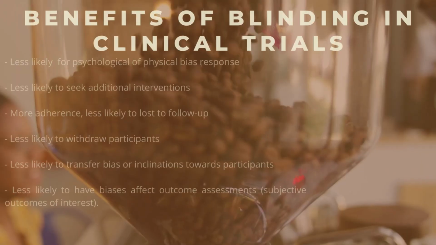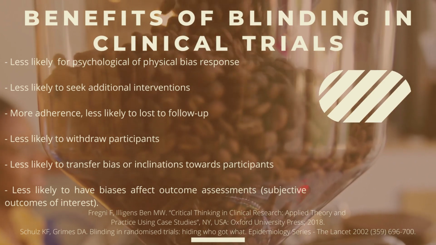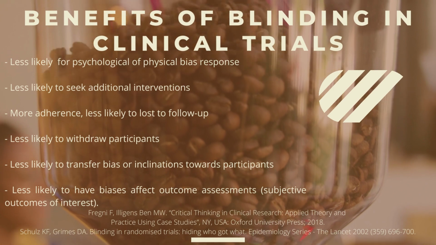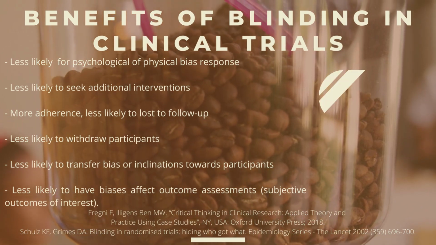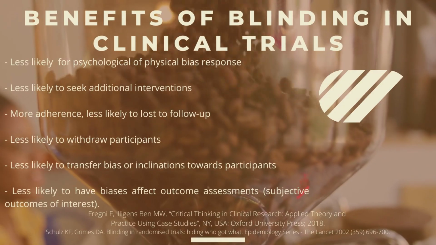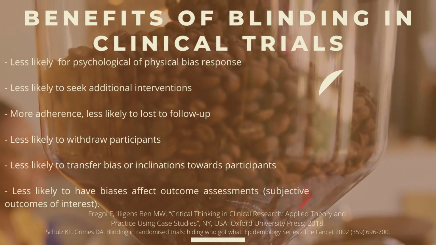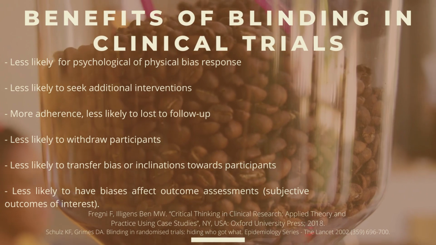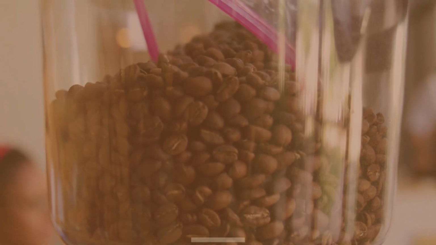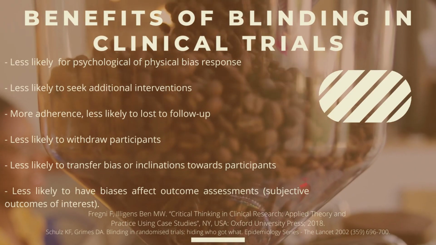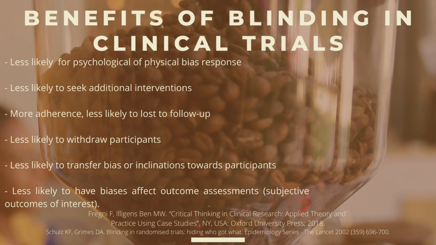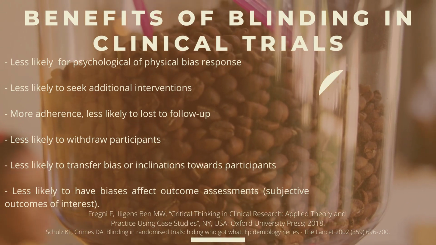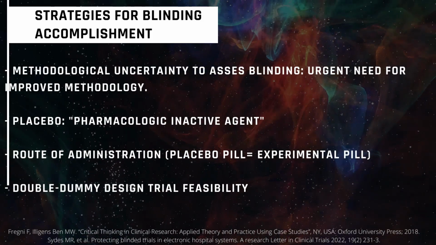Some of the benefits of blinding in clinical trials. The first three concepts are regarding the participants' blinding: it's less likely for psychological and physical bias response, less likely to seek additional interventions, and there is more adherence and less likely loss of follow-up. Less likely to withdraw participants. Within trial investigators' blinding, it is less likely to have bias affect outcome assessments, subjective to outcomes of interest, within the assessors of the study.